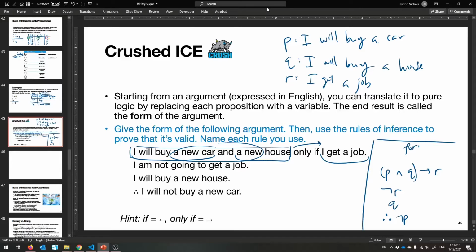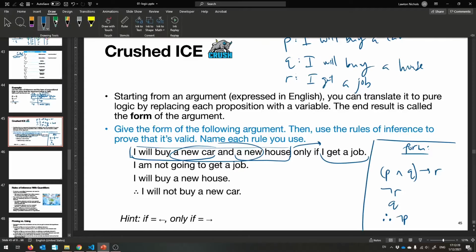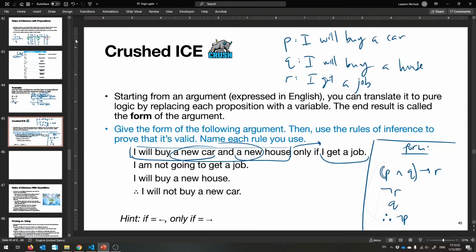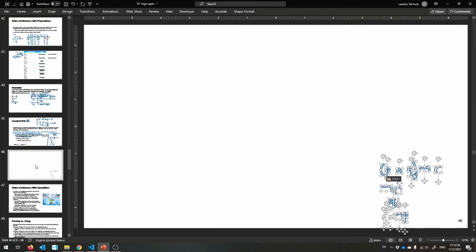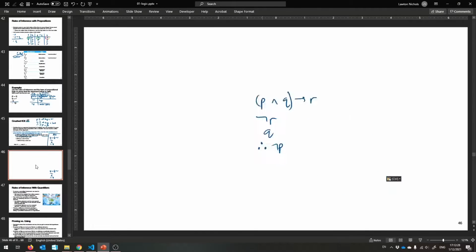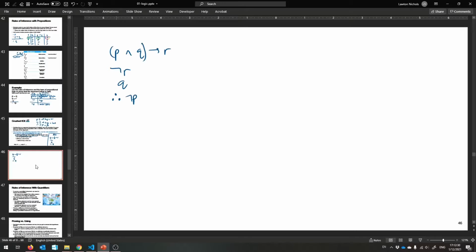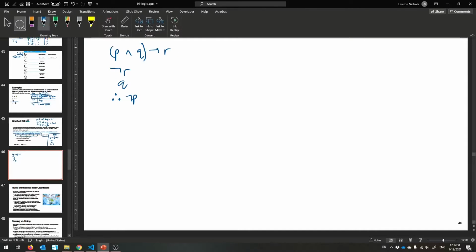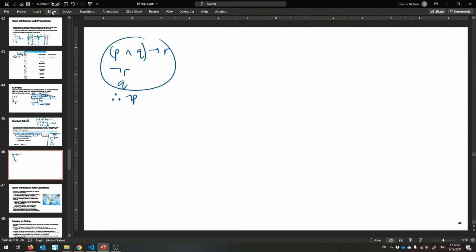This is the form. And now we're going to go and prove that it's valid using our rules. So I'm going to copy it and paste it on this nice blank slide that I've made for myself. So these are our hypotheses, and this is our conclusion. We have to somehow use these to get at this.